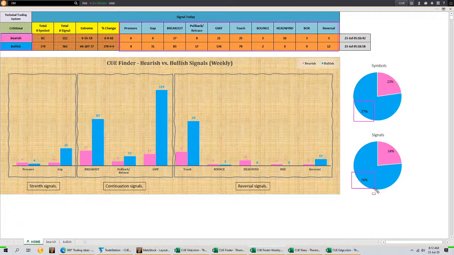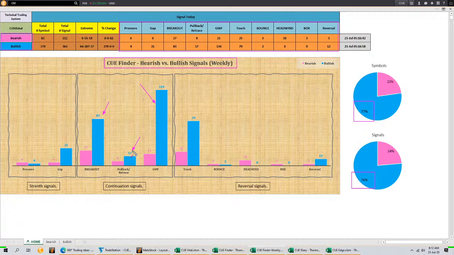77% of the symbols and 76% of the signals are having bullish Q signals. That is very bullish. And this is on the weekly interval. If you further look into it, go with flow and breakouts. Go with flow is the trend following setup. Breakout is the memory resistance breakout setup. Both are very strongly bullish.